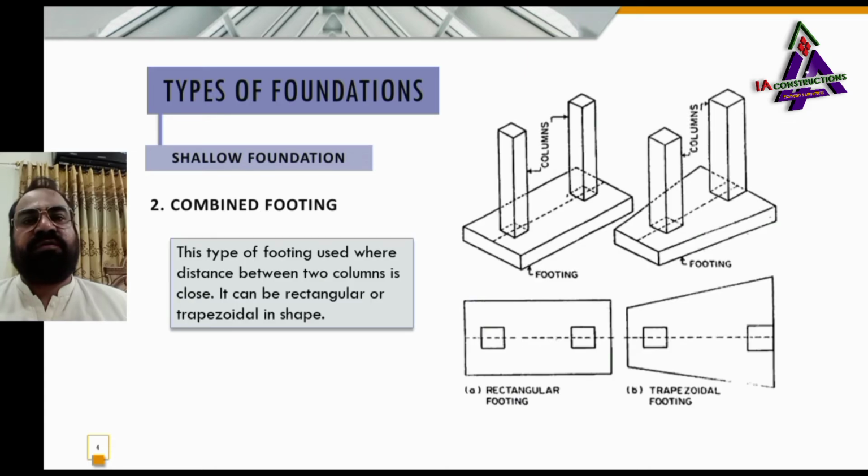Second type of shallow foundation is combined footing. This type of footing is used where distance between 2 columns is close. It can be rectangular or trapezoidal in shape.